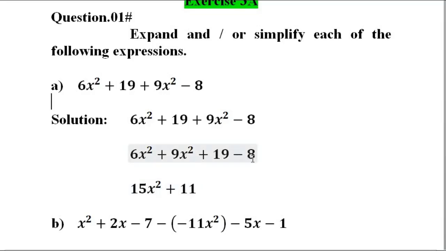Next, we have constant terms 19 and negative 8. Combining these gives us positive 11. Now we have 15x squared and positive 11, which are unlike terms and cannot be added or subtracted further. Thus, the simplified expression is 15x squared plus 11. Remember, the expression 15x squared plus 11 is equivalent to positive 6x squared plus 19 plus 9x squared minus 8.